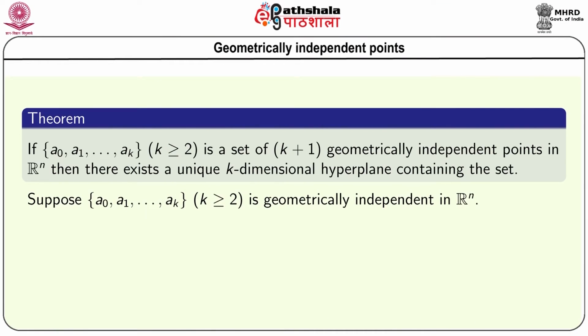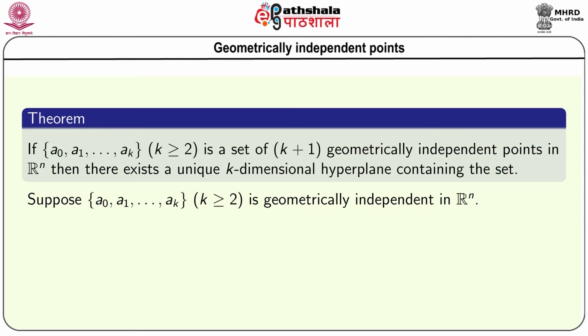The question is, can we get a k dimensional hyperplane containing these k plus 1 many points? The answer to this question is yes, and we shall see that it is not only positive, there exists a unique hyperplane of dimension k containing k plus 1 many geometrically independent points. If A0 to Ak is a set of k plus 1 geometrically independent points in Rn, then there exists a unique k dimensional hyperplane containing this set.